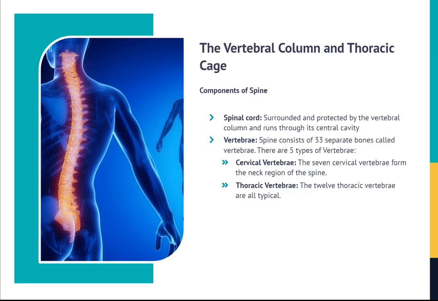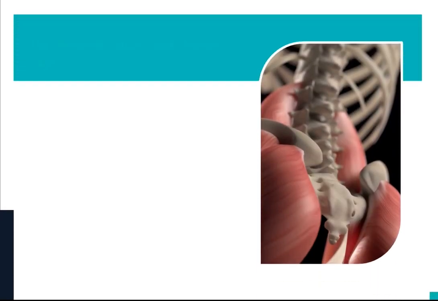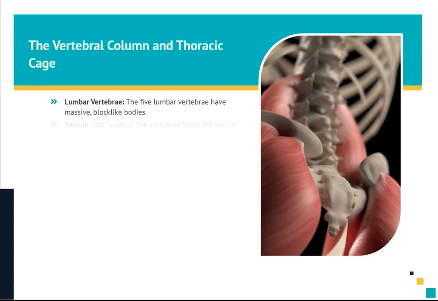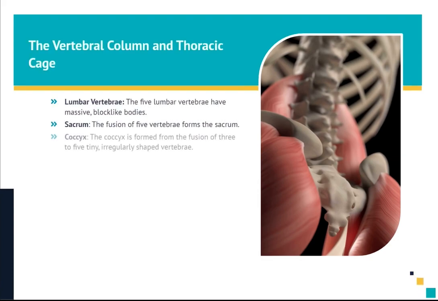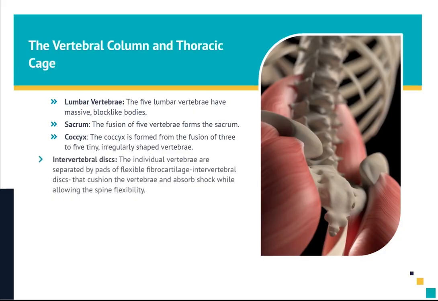Cervical vertebrae. The 7 cervical vertebrae form a neck region of the spine. Thoracic vertebrae. The 12 thoracic vertebrae are all typical. Lumbar vertebrae. The 5 lumbar vertebrae have massive block-like bodies. Sacrum. The fusion of 5 vertebrae forms the sacrum. Coccyx. The coccyx is formed from the fusion of 3 to 5 tiny, irregularly shaped vertebrae.